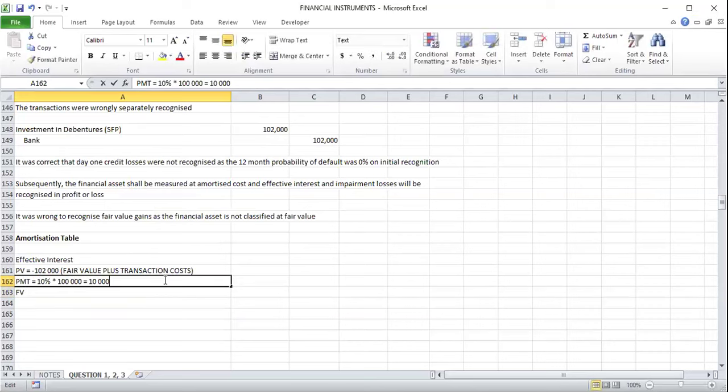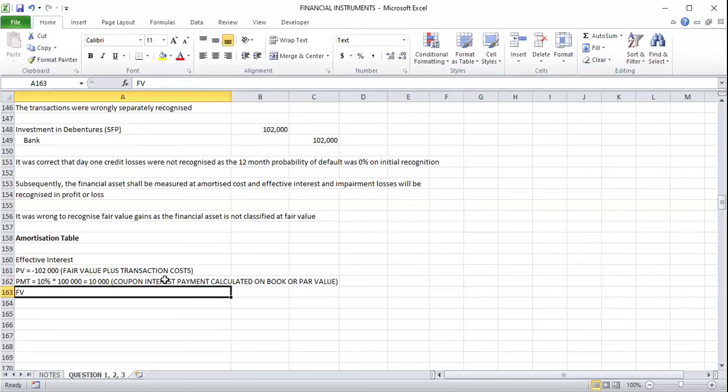So here is the coupon interest payment, calculated on book or par value. Our assumption in this case is that the book or par value is the same as our fair value, which is the 100,000, which does not include our transaction cost, considering that they didn't tell us the par value there. So you don't include the transaction cost in calculating the PMT.